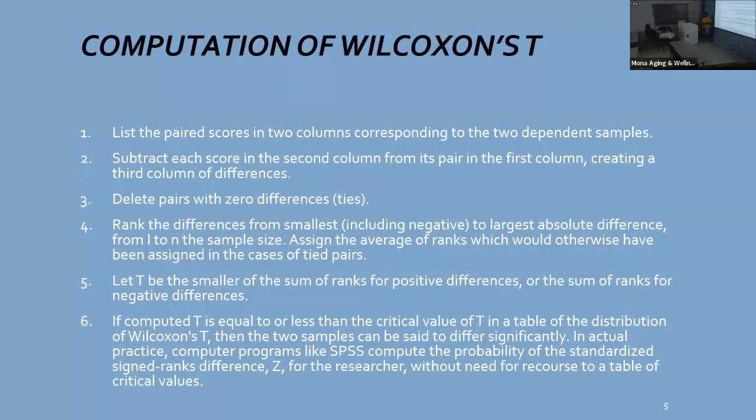And then the third thing that we're gonna do, if we get zeros for any differences, we're gonna delete those zeros. So we're not gonna consider it. We're gonna delete the zeros, and we're gonna reduce our sample size. Then the fourth thing though, we're gonna rank the differences from smallest to largest. In ranking the differences, we're not taking into account the signs, because you know negative numbers are smaller than positive numbers. So in this case, we're not gonna take into consideration the signs. We're just gonna look at the absolute values, and we're gonna rank the absolute values from smallest to largest.